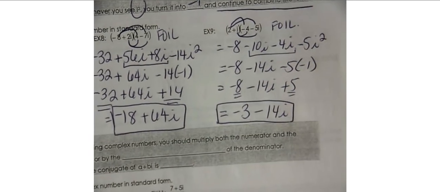So I have negative 8 minus 14i minus 5 times negative 1. Negative 5 times negative 1 is positive 5, so that's negative 8 minus 14i plus 5. Now from here, I'm going to combine my real parts, and so that's going to be negative 3 minus 14i, because remember, we always go real before imaginary. So now we have added, we've subtracted, and now we've multiplied complex numbers. Hopefully so far it's been pretty easy for you, or at least not that bad.